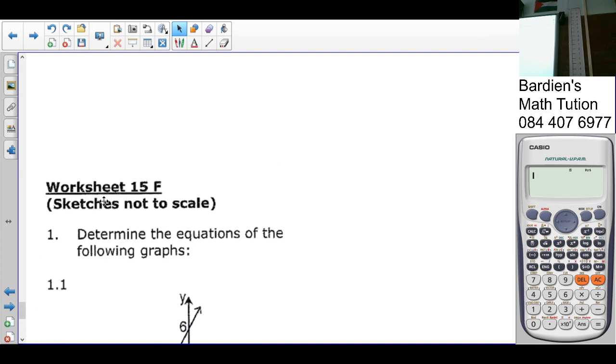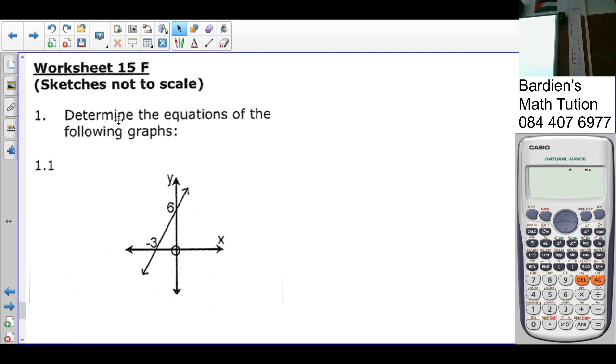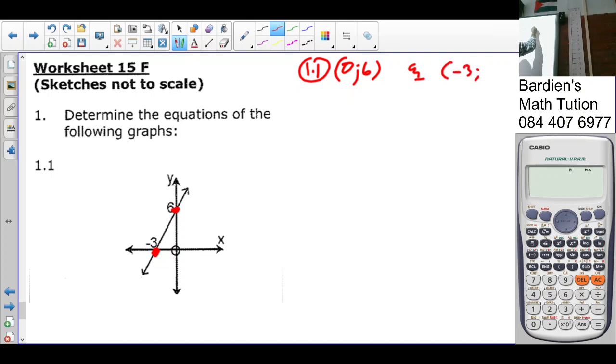Now we're looking at 15F. Okay. Sketch, not drawn to scale. The question says, determine the equation of the following graphs. So what do you notice here? You've got the two coordinates, an x intercept and a y intercept. So what is the coordinate of this point here? 0 and 6, yes? And the coordinate of this point? Negative 3 and 0.